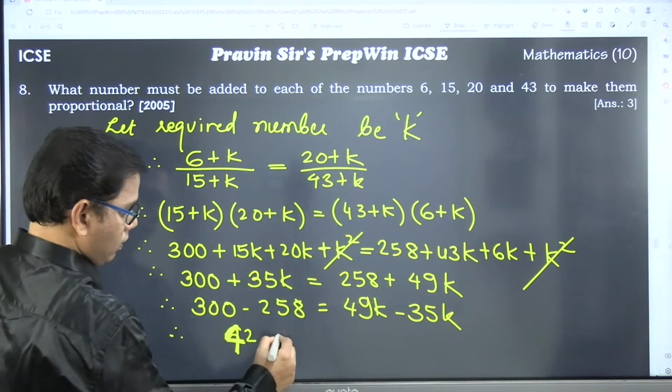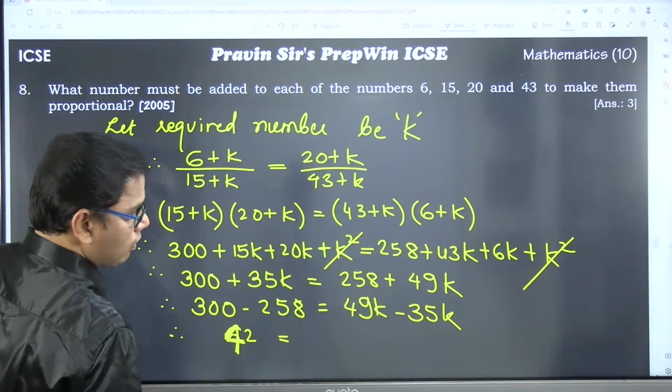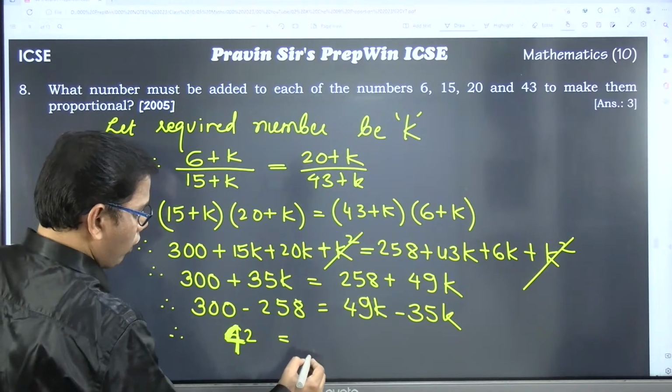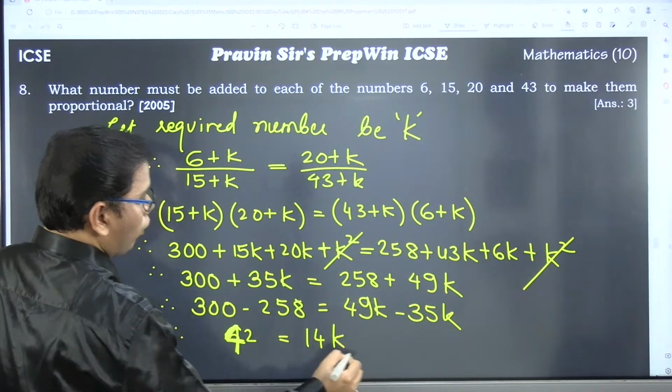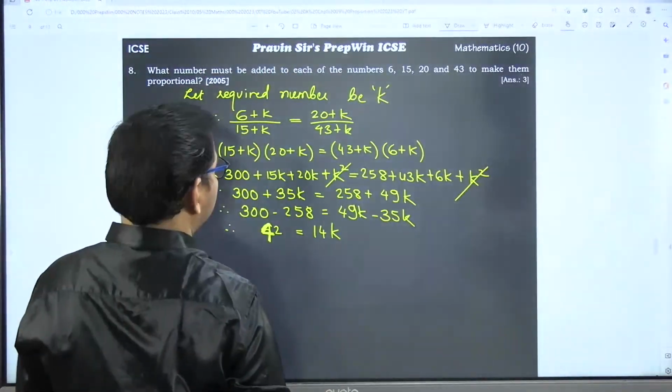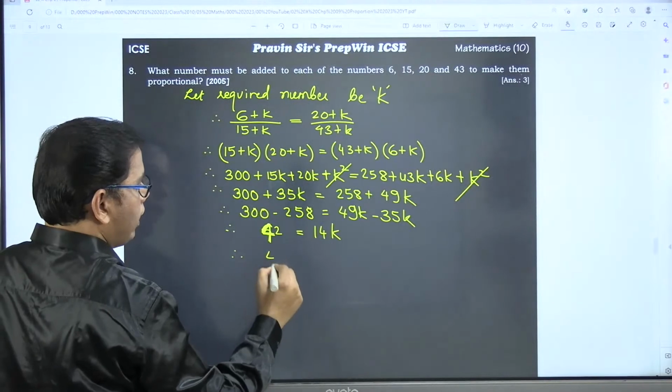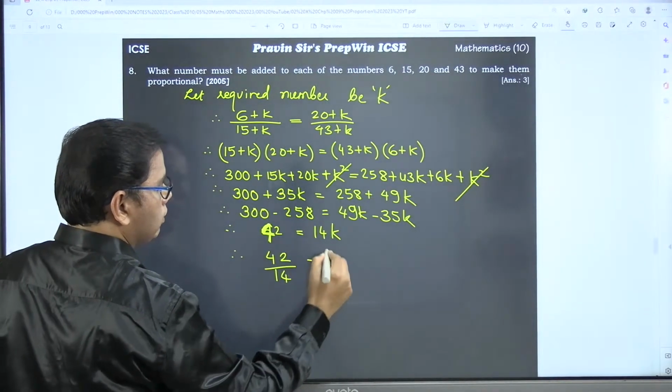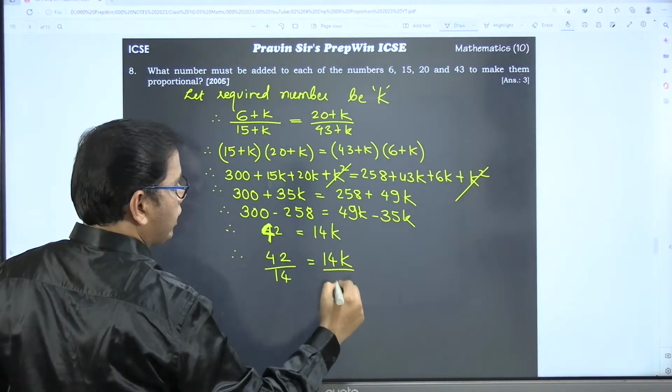Yes. And 49 minus 35 is 14. So 14k is 42. 14 into 3 is 42. Okay, so dividing both sides by 14.